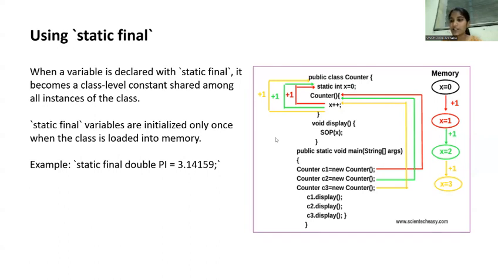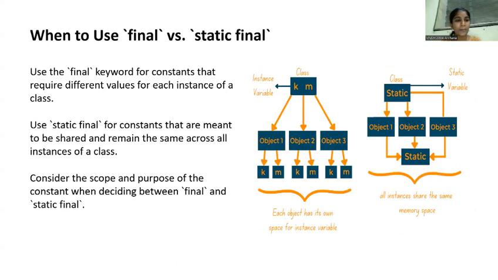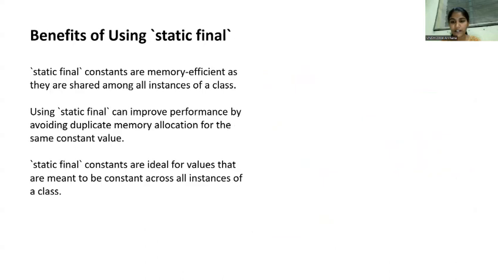Generally, initially, in the memory, classes will be loaded. So static final variables are initialized only once. So here is an example, static final double pi equal to 3.14. And here is an example for the static keyword.